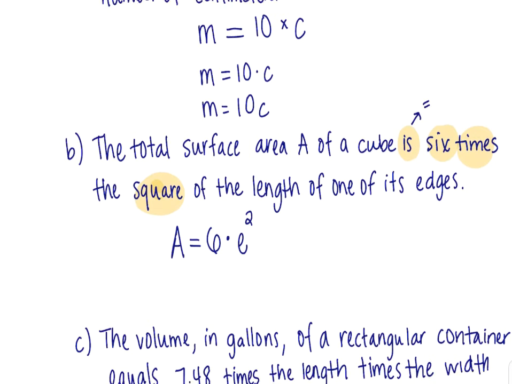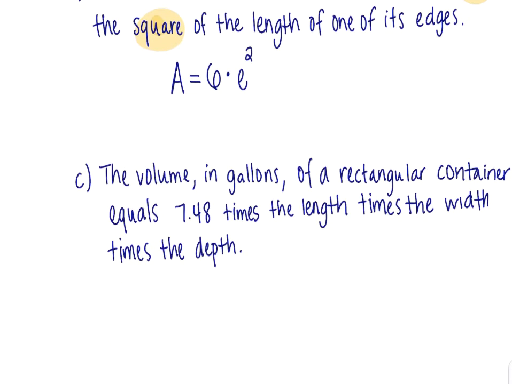Now for part C, the volume in gallons of a rectangular container equals 7.48 times the length times the width times the depth. So we have a few things here. We see our equals, and then we have 7.48 times, then another times, and then another times. So we'll say that the volume equals 7.48, and then I'll use the x this time. It doesn't matter if you use the x or the dot or nothing, times the length, times the width, times the depth.